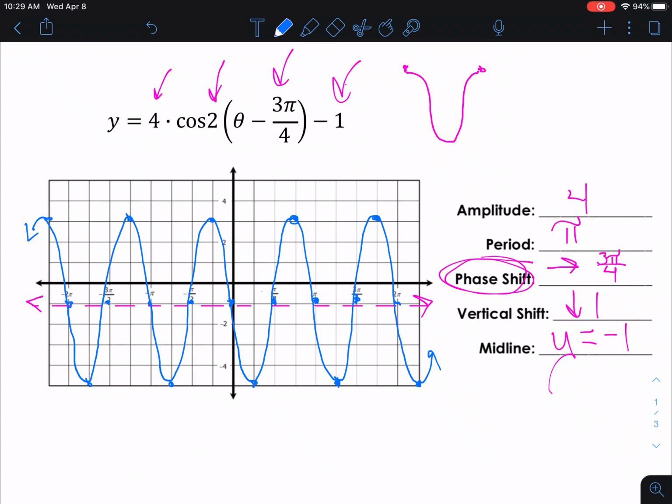All right, so that is 4 times cosine of 2 times the quantity theta minus 3 pi over 4, minus 1. And that's it. I'm going to do some other examples if you feel like you want some more help with how to do these. I might put in another video or two to help out.